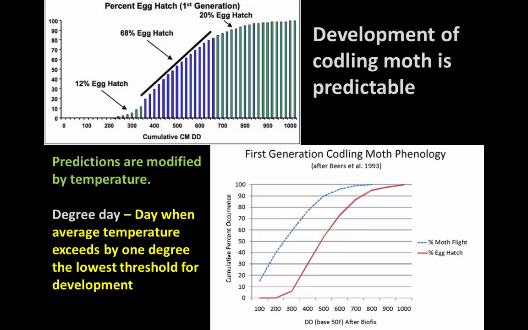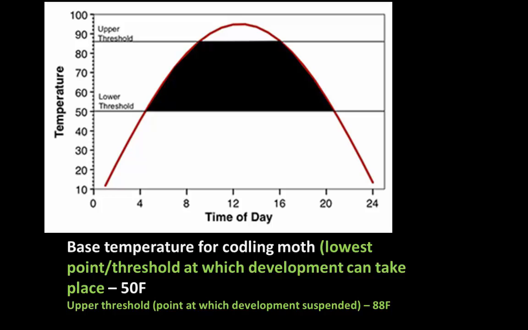So if the insect is not capable of developing, say, below 50 degrees, that's what we call the base temperature. If that day averages 55 degrees, there would be 5 degree days accumulated in that day. If it was 70 degrees average temperature, 20 degree days would accumulate. And again, the base temperature is the temperature you need to know, and with the codling moth, as with a fair number of insects, it is 50 degrees Fahrenheit.